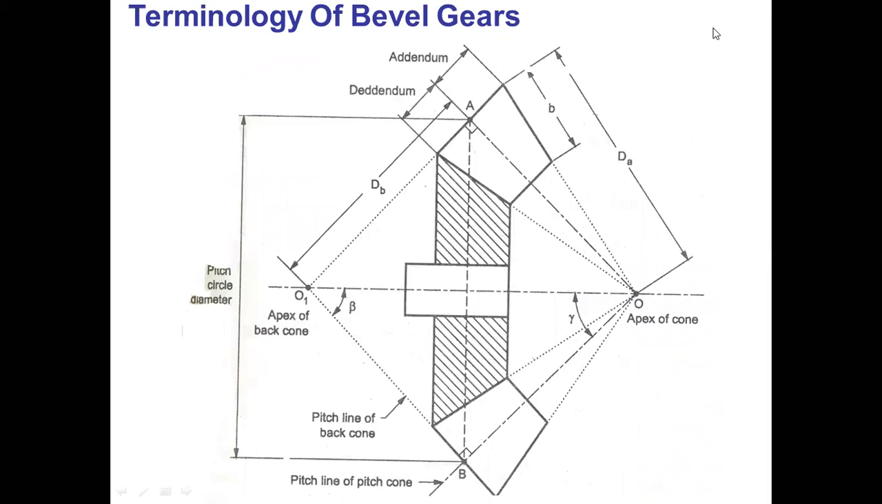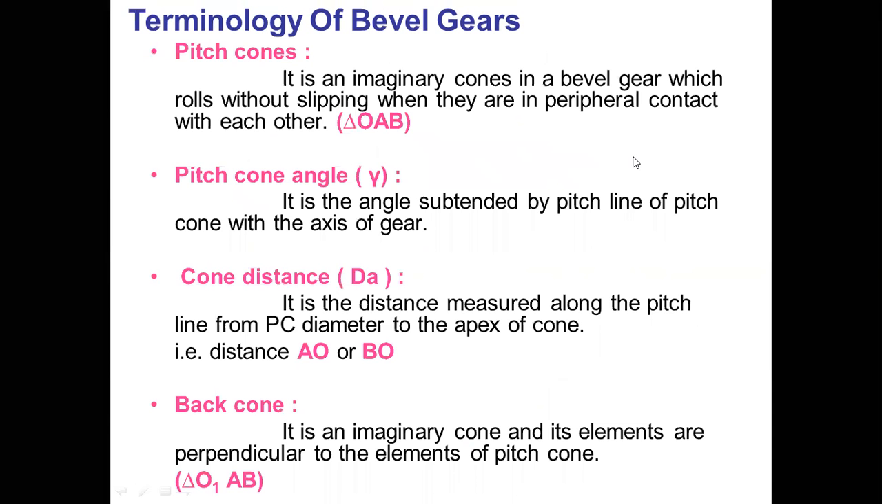See here, the shape of the bevel gear is like this. This overall is the shape of the bevel gear. Okay. Then we will see what terminology is used in a bevel gear. The first one is the pitch cone.